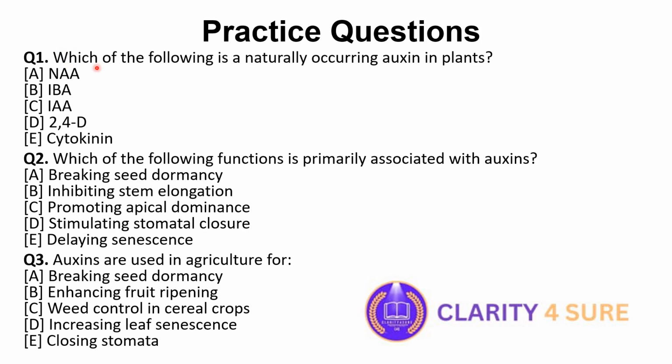So first question is, which of the following is naturally occurring Auxin in plants? First is NAA, next is IBA, third is IAA, fourth is 2,4-D, and lastly is cytokinin.